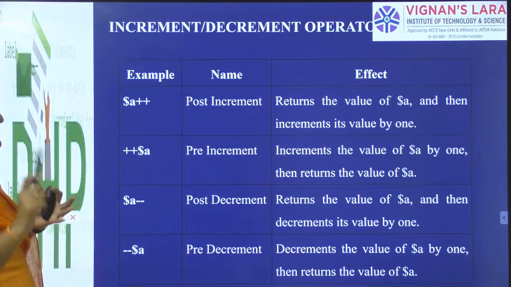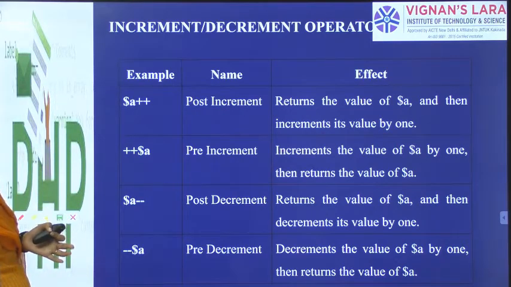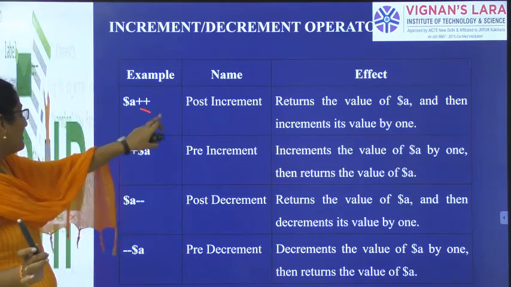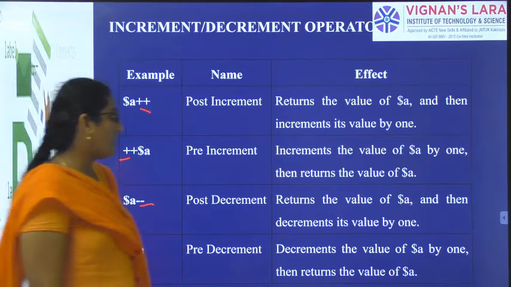Simple. Increment and decrement operators. Increment means plus plus, decrement means minus minus. We can have post increment and pre-increment. We can have post decrement and pre-decrement also.